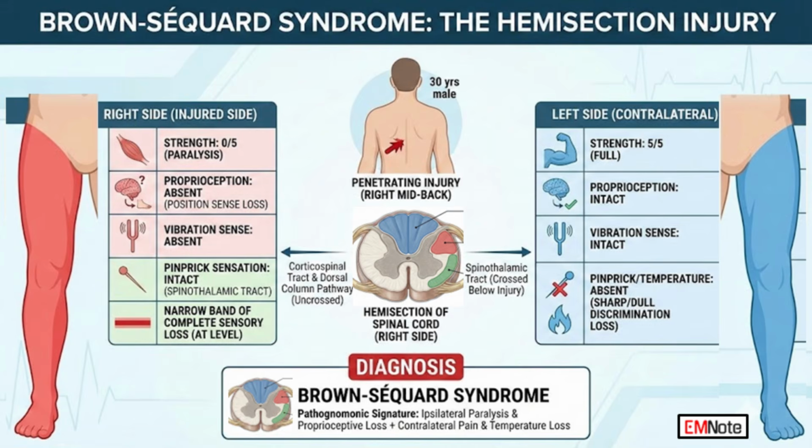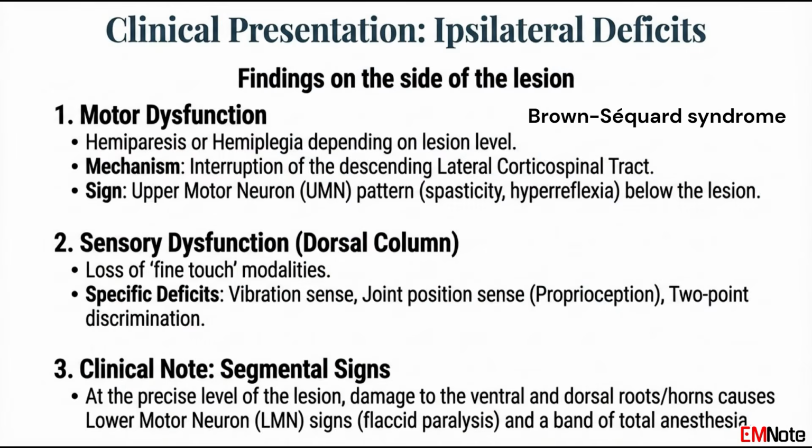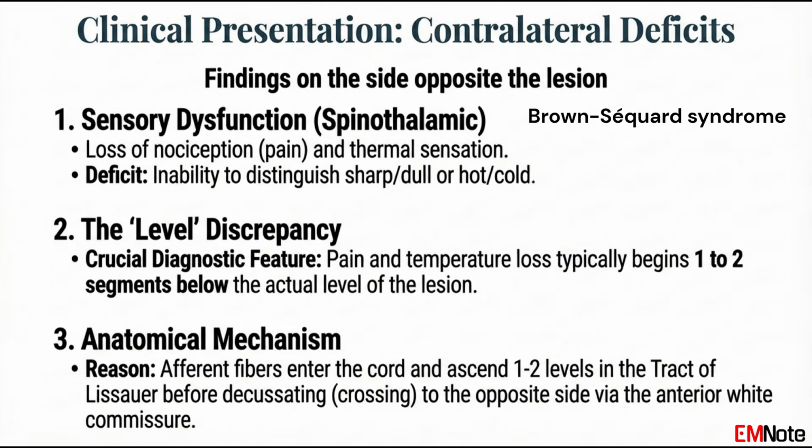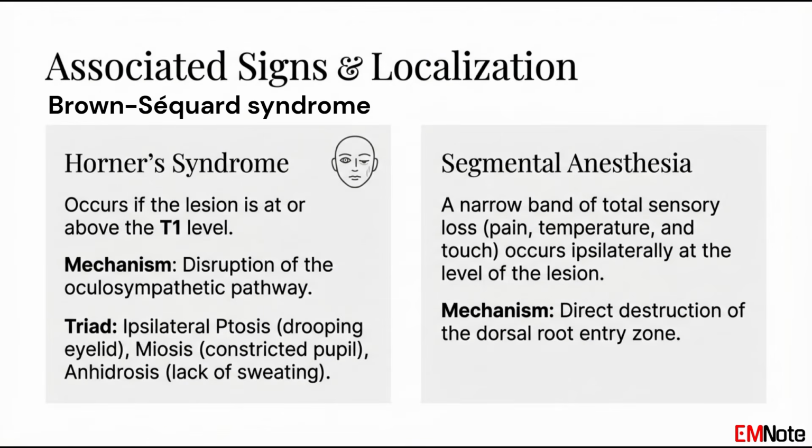Furthermore, he cannot tell you the position of his right toes without looking at them. This striking asymmetry, paralysis on one side and sensory loss on the other, is the pathognomonic signature of Brown-Séquard syndrome. You may also find a narrow band of complete sensory loss at the level of the injury on the right side where the local nerves enter the cord.